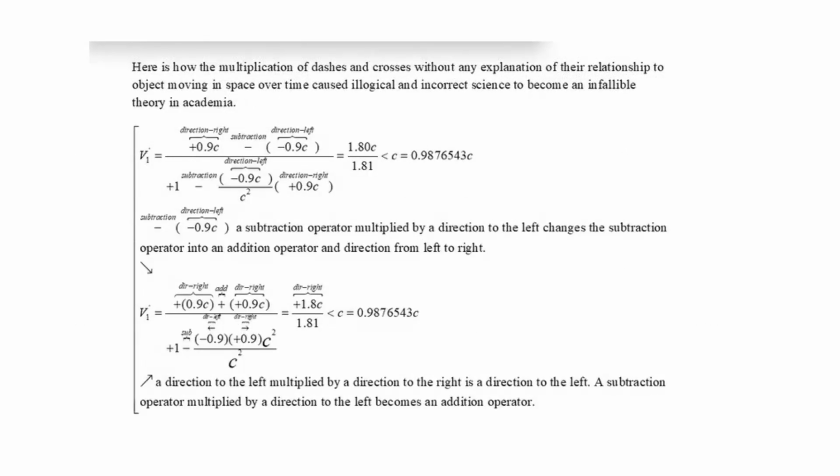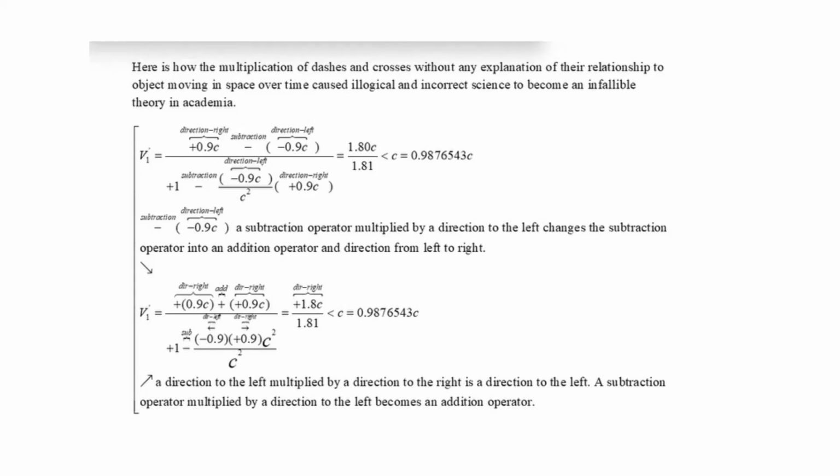Here is how the multiplication of dashes and crosses, without any explanation of their relationship to objects moving in space over time, causes illogical and incorrect answers to become an infallible theory in academia. The top equation shows a direction to the right, a subtraction operator, and a direction to the left. The bottom of the equation shows a subtraction of a direction to the left multiplied by a direction to the right. So the subtraction of the direction to the left multiplied by a direction to the left changes the subtraction operator into an addition operator and a direction from left to right.